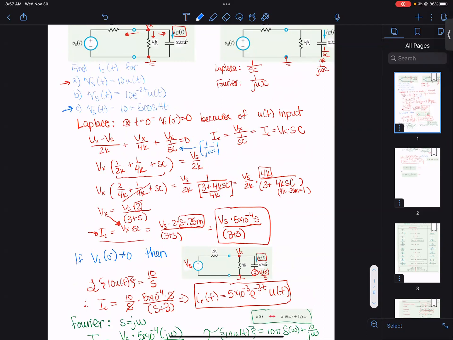Because for part C, we can't use Laplace at all because we don't have a u of t function in there. So we can't determine what the initial conditions are. Because we can't use that, we want to know how we solve that. And so we would have to use Fourier. That's the benefit: Fourier allows us to solve for any circuit with the input signal not just limited to u of t signals.